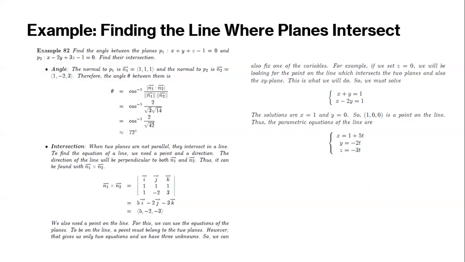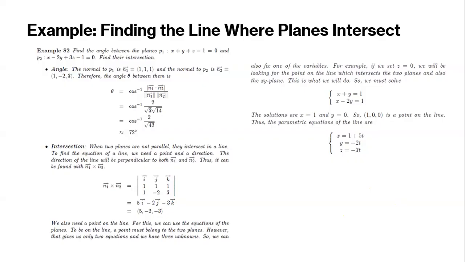So now, to find the intersection, we use the cross product like Miss explained earlier. You set it down in this matrix format and you solve it. So when we solve it, we get 5, -2, and -3. So now this here gives us the direction. We still need the point, the anchor point, if you will.